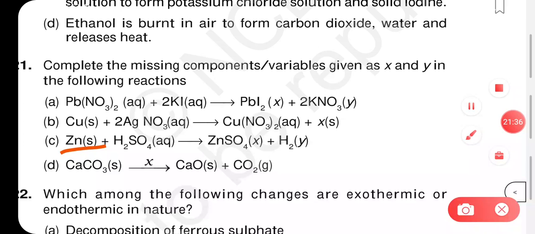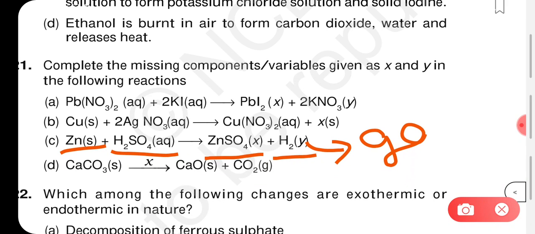Zinc in the solid state is reacting with sulfuric acid and forms zinc sulfate. So zinc is displacing hydrogen, and the hydrogen is released. Hydrogen which is released here will be in the gaseous state. Zinc sulfate is formed in the aqueous state. So hydrogen bubbles are formed, or hydrogen gas is being produced, because zinc is displacing hydrogen.